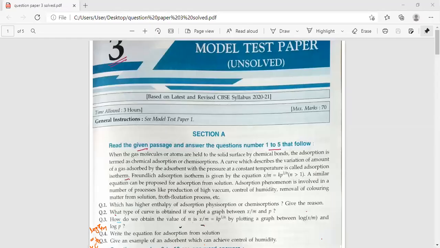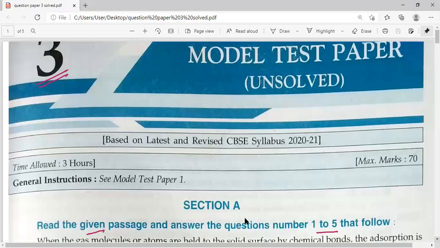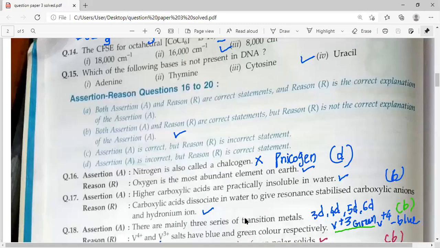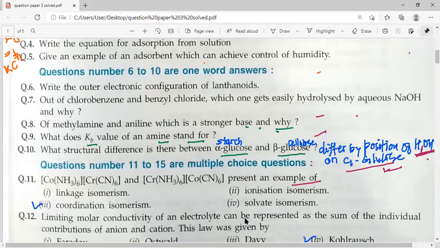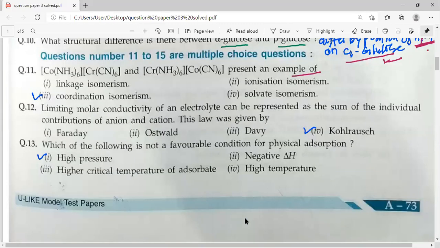Dear students, we have been solving the question paper. In the last period, we have solved some 10 questions. So today we shall start with question number 11. Let's move forward and study question number 11.